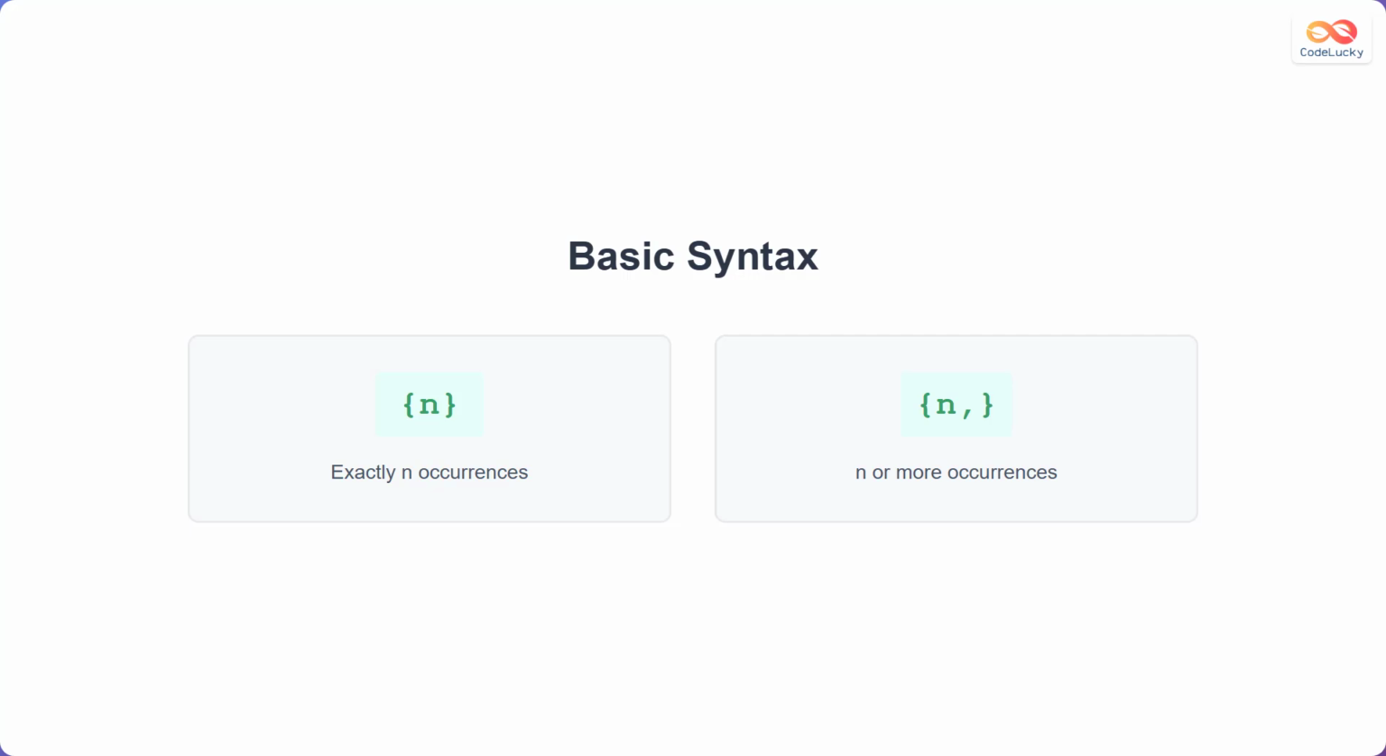The second syntax is {n,}. This matches n or more occurrences. So a{2,} will match aa, aaa, aaaa, and so on, but not a.